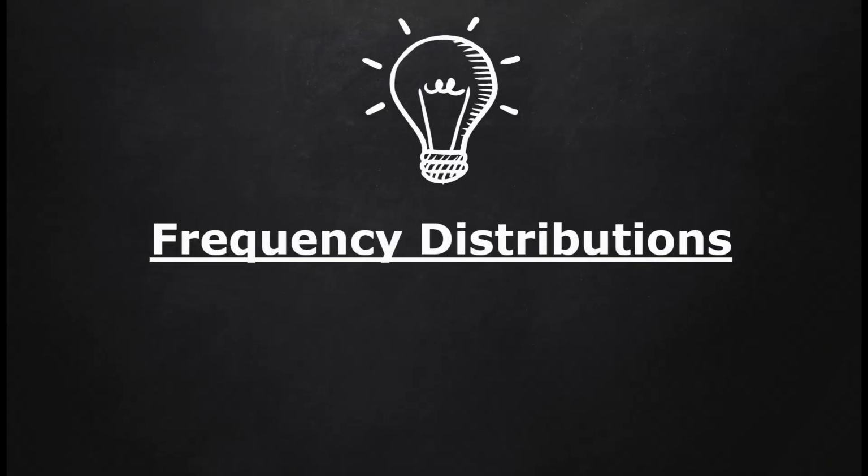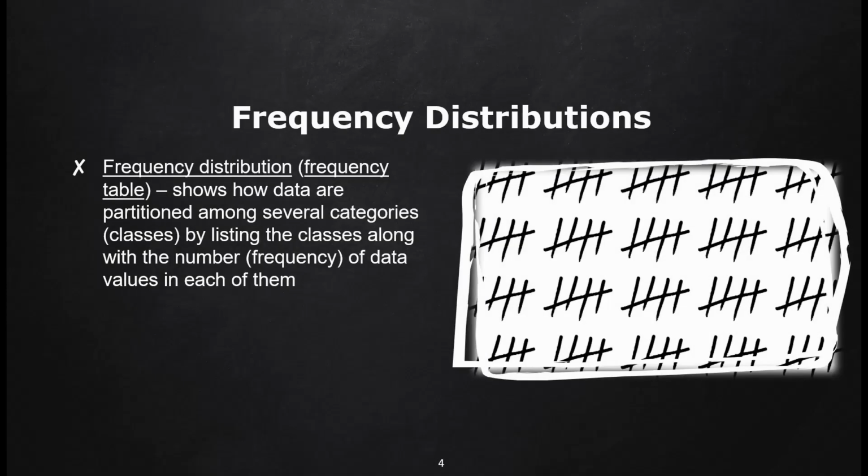The very first main topic here, frequency distributions. First of all, what is a frequency distribution? It can also be called a frequency table. This table shows how data is organized into different categories that we call classes. And next to the classes, we write how many frequencies, or how many times a certain value falls into that class. In other words, we're keeping tally marks of how many values fall into our specific classes.